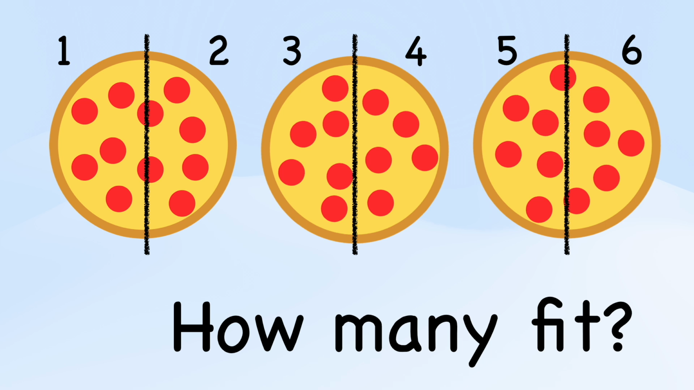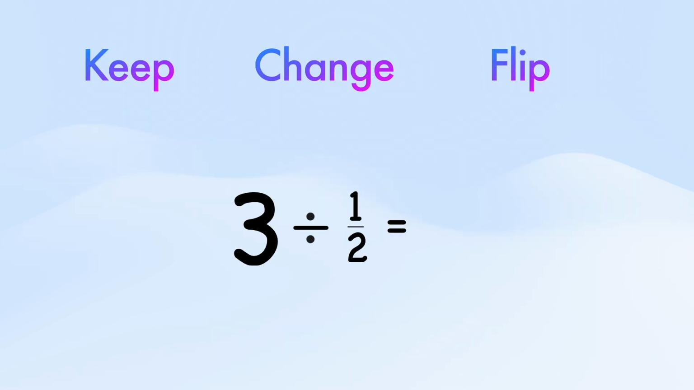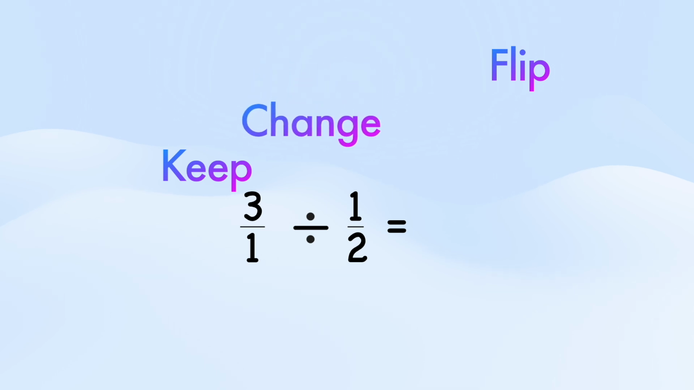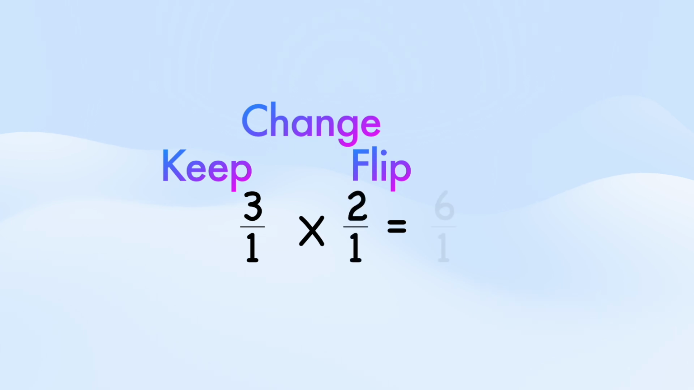But how does this work numerically? We need to use keep, change, flip. It's a great way to keep track of what needs to happen in an equation in order to divide by a fraction. We start by keeping our 3. Now, when I say keep the 3, we actually have to make it into a fraction, 3/1, because when we change that division to a multiplication symbol, and whenever we multiply by fractions, everything has to be a fraction. Then we flip the half into 2/1.